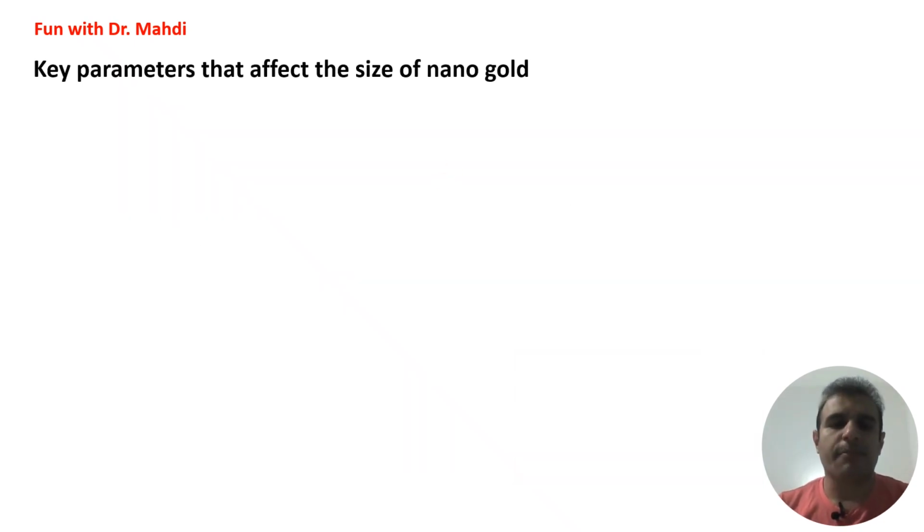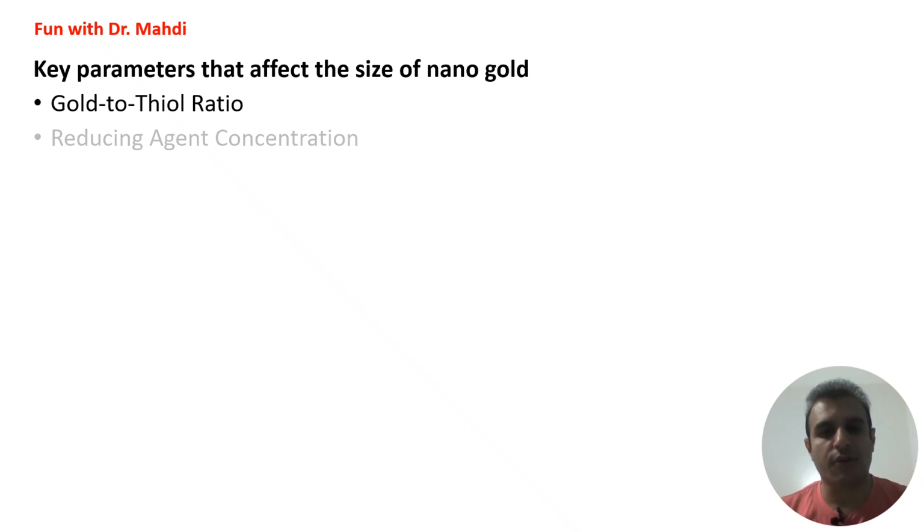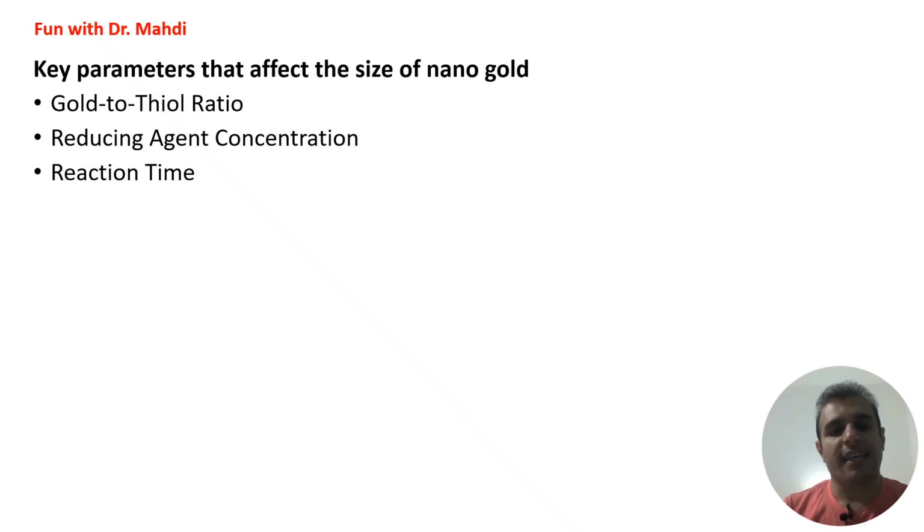There are some parameters that affect the size of nanogold in the Brust-Schiffrin method. One of them is the gold to thiol ratio. When you increase the concentration of thiol, you will have a decrease in the size of nanogold. Another one is reducing agent concentration. Again, when you increase the concentration of the reducing agent, sodium borohydride, you will have a decrease in size. Another one is reaction time. With a decrease in reaction time, you will have a decrease in size. And temperature: when you increase the temperature, you will have a decrease in size.